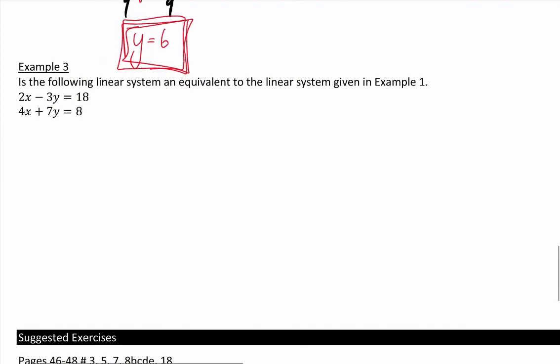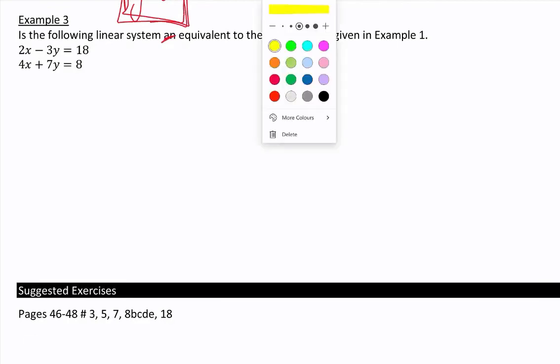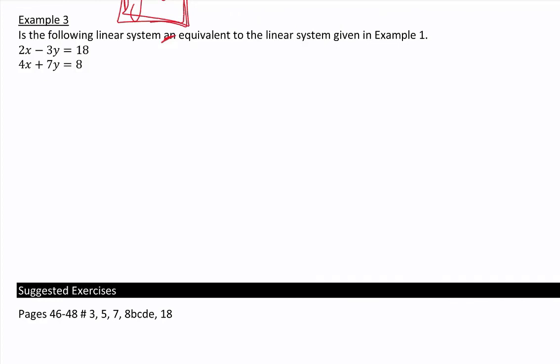Final example for today. Is the following linear system equivalent to the linear system given in example 1? And remember, to be equivalent, and this is the important part, it means that these two equations must pass through the same point of intersection, which we already know from above was -2 and 6. We could graph it, we can use substitution, but the most efficient way to check if a point belongs to these lines is to do our verification.